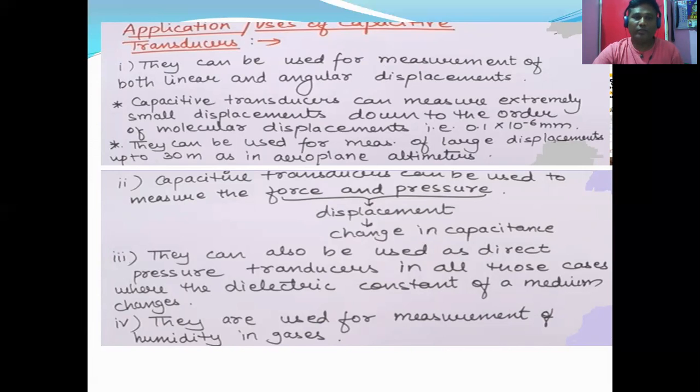The second one is that capacitive transducers can be used to measure force and pressure, whether through displacement or a change in capacitance. The third application is that they can be used as direct pressure transducers in all those cases where the dielectric constant of the medium changes. The next one is that they are used for measurement of humidity in gases.